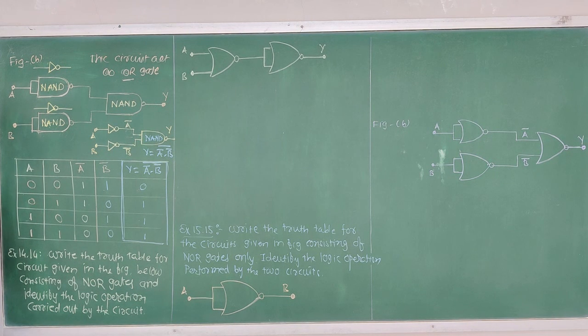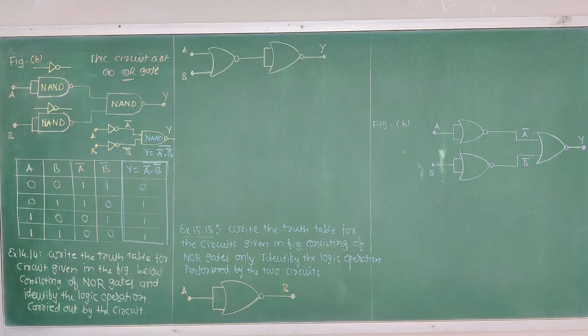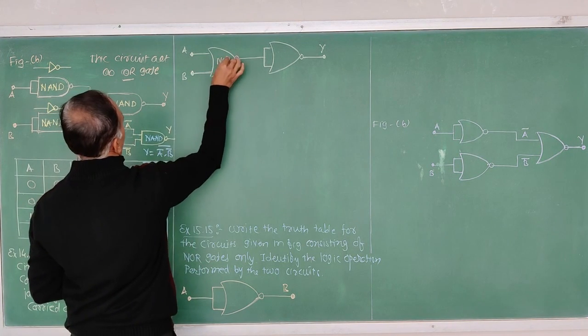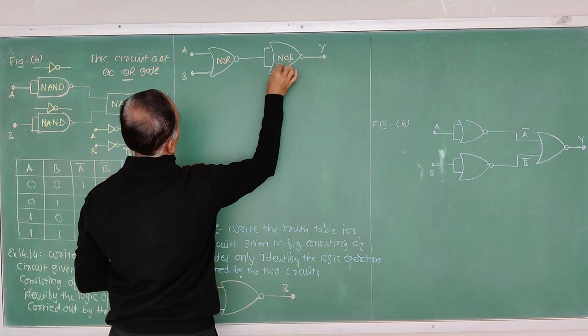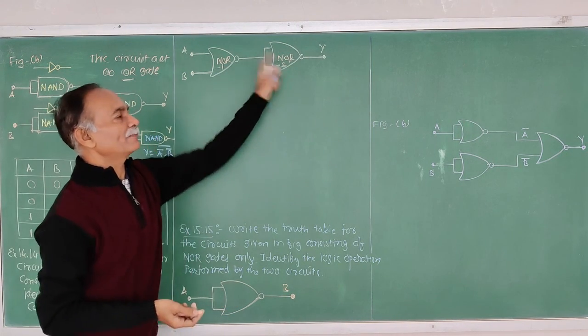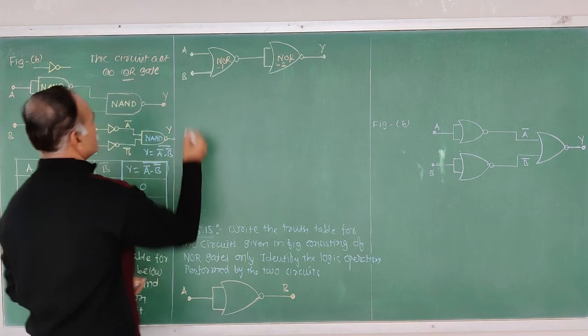Clear this? Okay. After that, here is 14.40. Write the truth table for the circuit given in the figure below consisting of the NOR gates and identify the logic operation carried out by the circuit. Now here there is the first NOR gate and that is the second NOR gate.